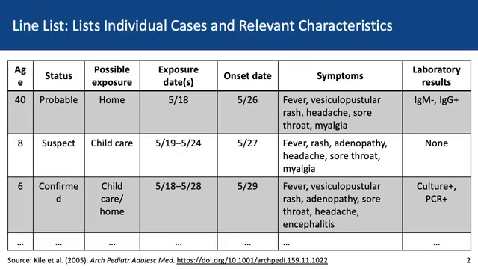based on our case definition, that is whether they're a probable, suspect, or confirmed case, information on their possible route of exposure, whether that's home, childcare facility, or elsewhere, the likely dates of exposure based on that possible exposure context, the date on which they had symptom onset, what those symptoms were, and the laboratory results that allow us to determine their case status. Using this line list, we can further characterize the outbreak by making an epidemic curve.